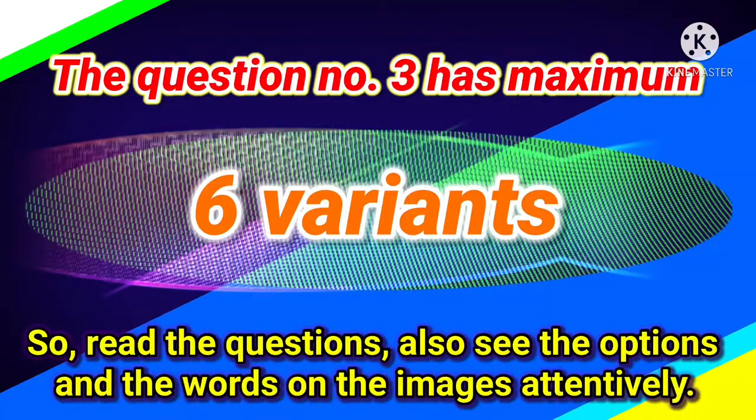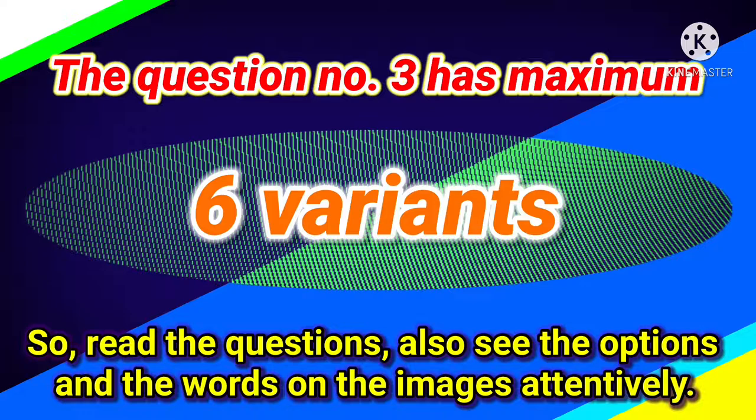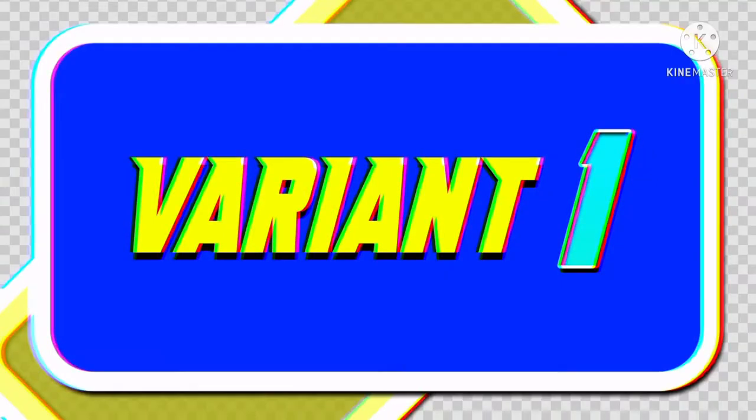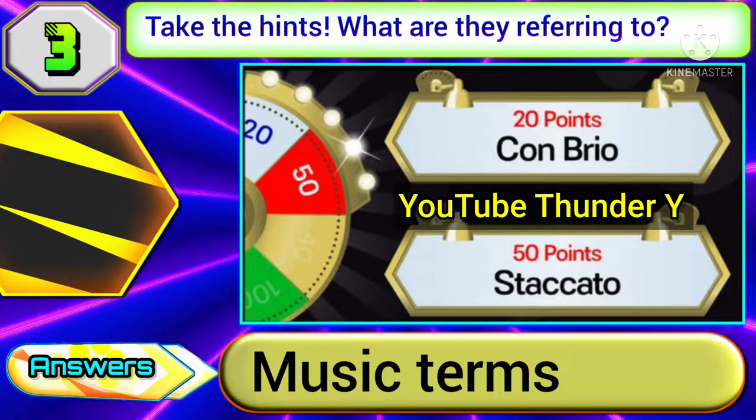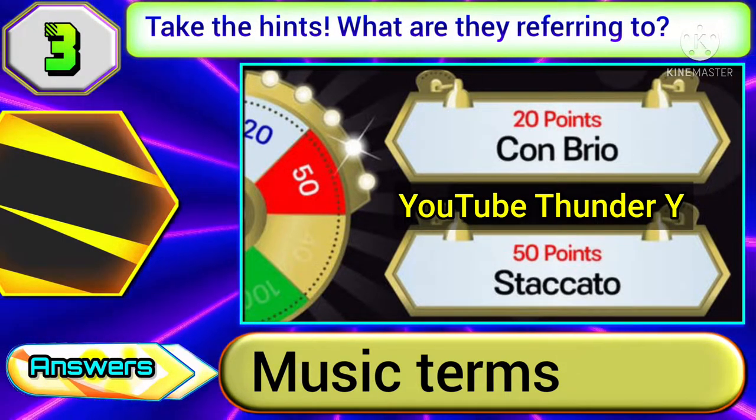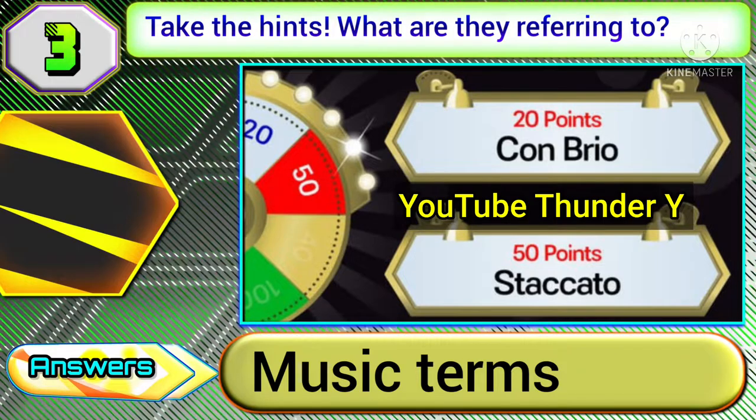The question number 3 has maximum 6 variants, so read the questions, also see the options and the words on the images attentively. So in variant 1, if you get the words on the image as corno, brio and staccato, and if you get the question as what are they referring to, then you need to select the option music terms.